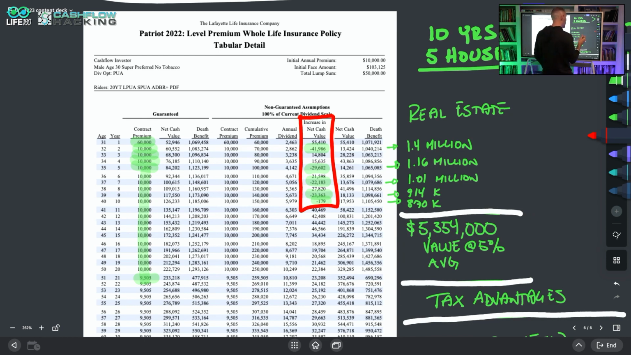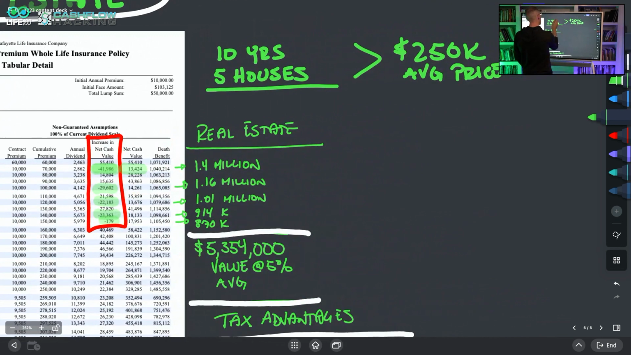Now, when we look at this, what we're seeing here is you can see this negative right here, this negative 41,000 in net cash value increase. That's because what we did is we took a $50,000 loan out against the policy and we bought our first property. Now, for real estate, what we're doing is utilizing that to buy real estate. I wanted to simplify this and say, all right, these are the assumptions. We're taking 10 years and our goal is to accumulate 5 houses with the money that we're saving.